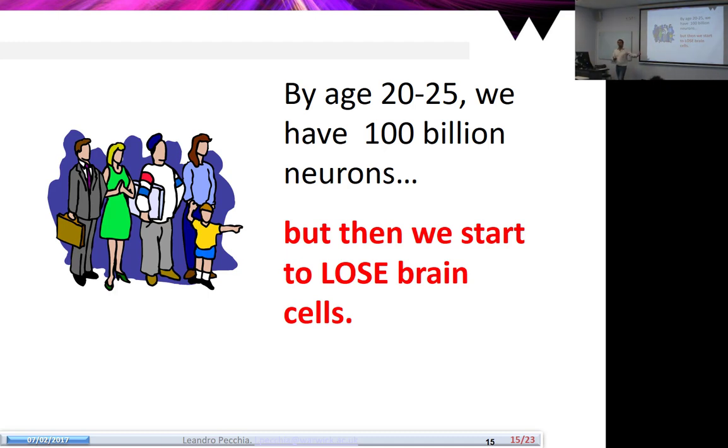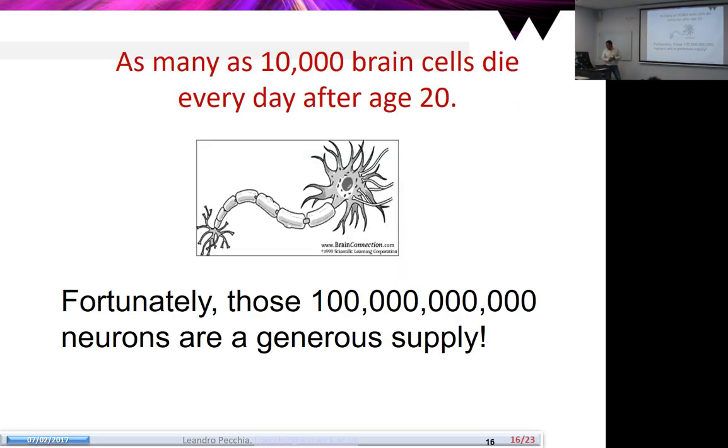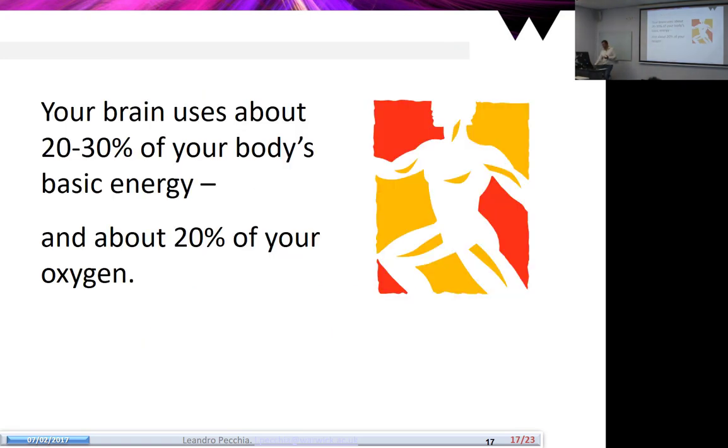If you study all along your life, then it's more likely that you will keep some of these neurons with you. If you abuse substances which are known to damage brain cells, then you have an impact on how fast you will lose your cells. However, there are so many that we can lose some of them without losing all our functionalities. Your brain uses about 20-30% of your body energy. You have had lectures about our metabolism. You know that our body is dependent on oxygen and sugar. 20-30% of that goes into the brain.